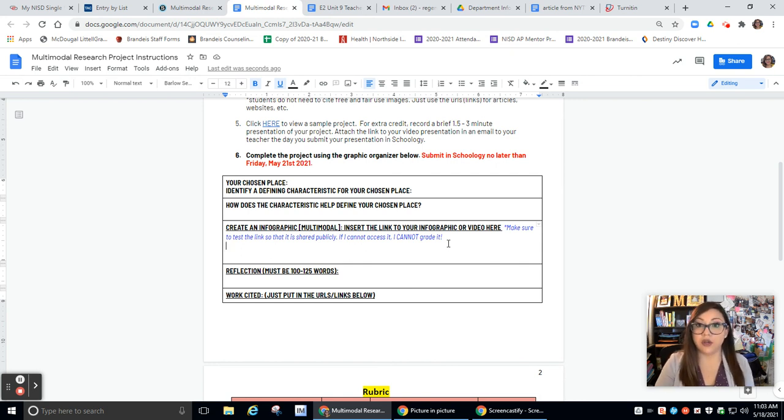Or maybe turn it in early so that way if I can't access it, we get it situated before the due date. So I just put that here. Again, if I can't access it and it's not shared publicly, I can't grade it, okay? Your reflection can go here. Remember, it's about half a page, 100 to 125 words.